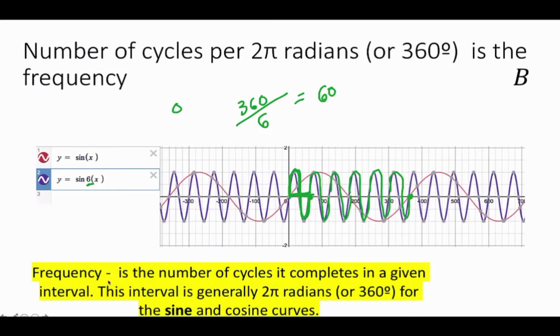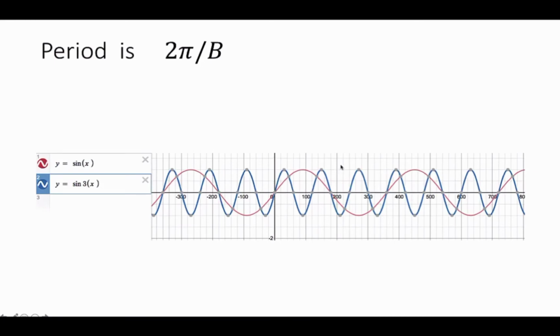And here's the definition. Frequency is the number of cycles it completes in a given interval. So in a given interval, let's say from 0 to 360, we have 6 cycles, and therefore we now say that the frequency here is 6. In the sine function, that interval is generally 2 pi radians or 360 degrees. So to generalize that observation, we now define period as 2 pi over b, or in degree measure 360 over b. This gives us the period of the sine function.